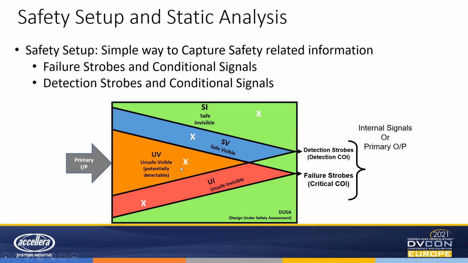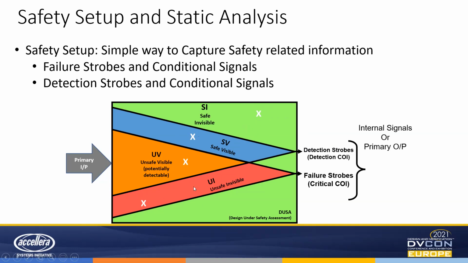And just observe the various faults in different areas. For example, fault X, mentioned as a fault here in this part of the design, is not reaching your failure stroke, and not reaching your detection stroke as well. That means it is safe, because it is not violating the safety goal. It is invisible because the safety mechanism doesn't detect it. So this SI fault, we classify as a safe fault. And SV, UI, and UV, the same definition is given.